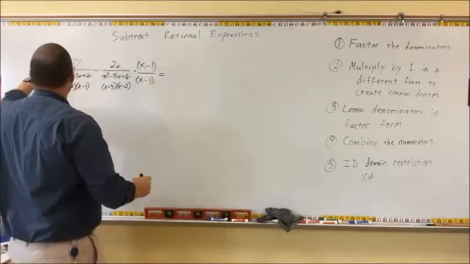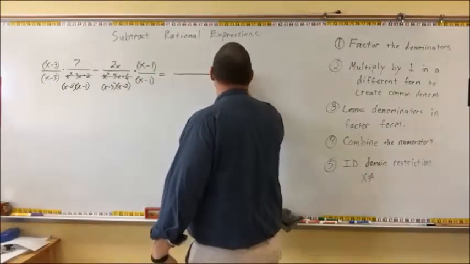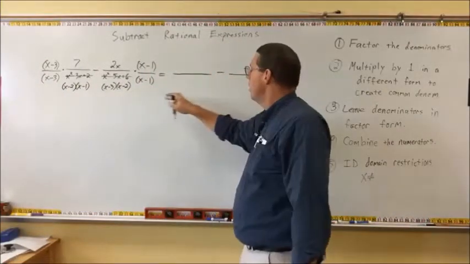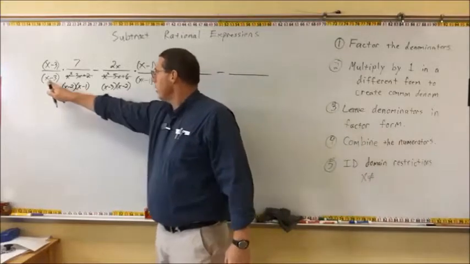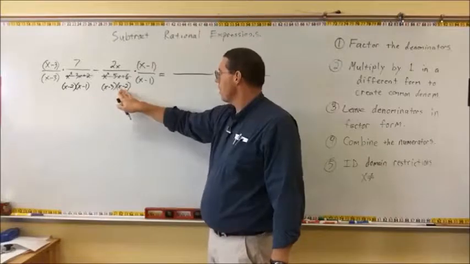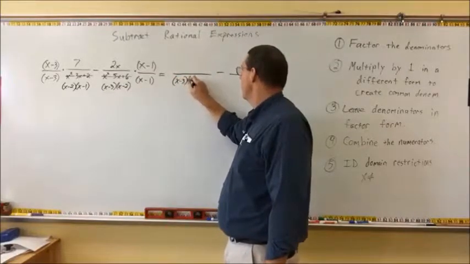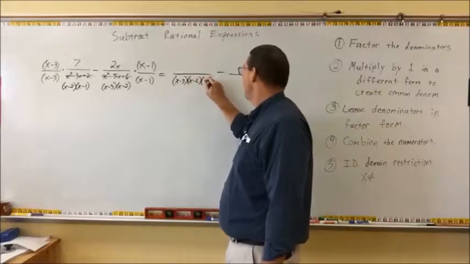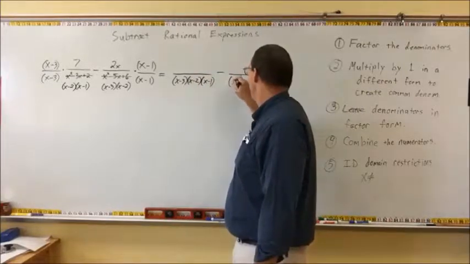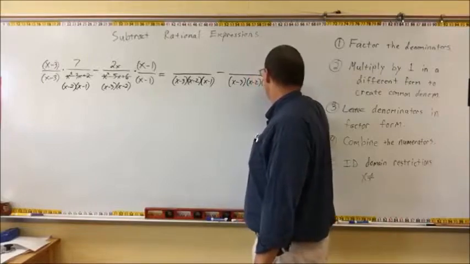Equals. Okay, over here, we've got our two denominators, and then subtraction. The denominators are each x minus 3, x minus 2, x minus 1.